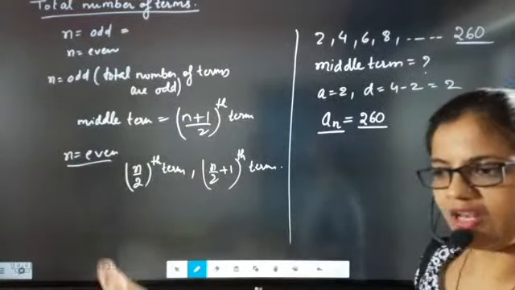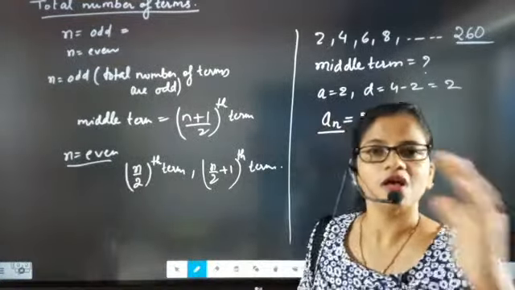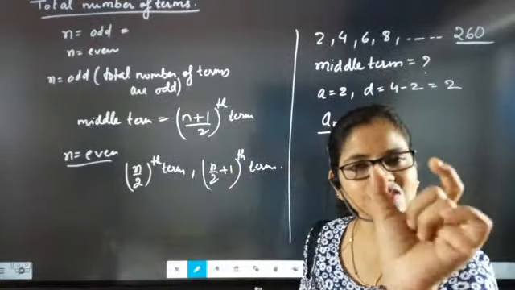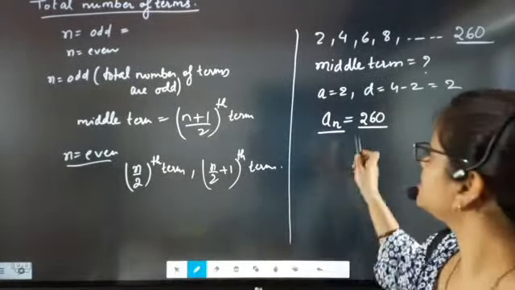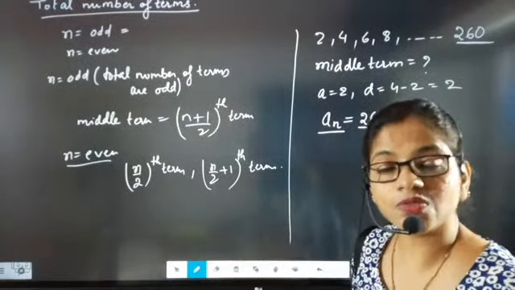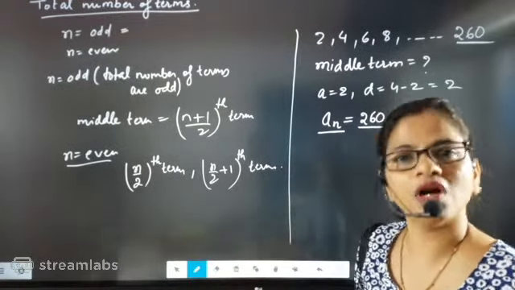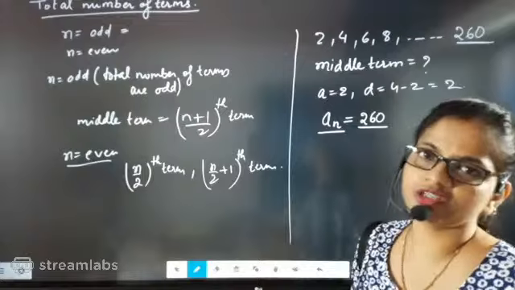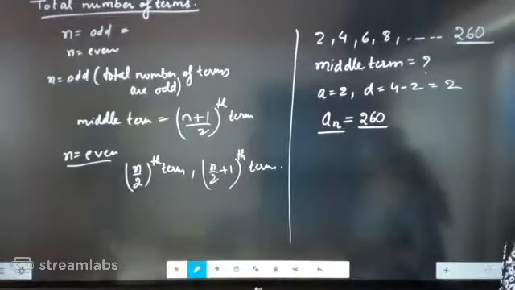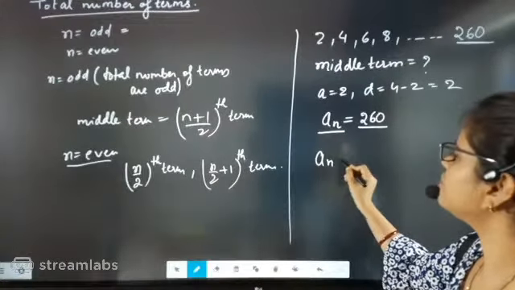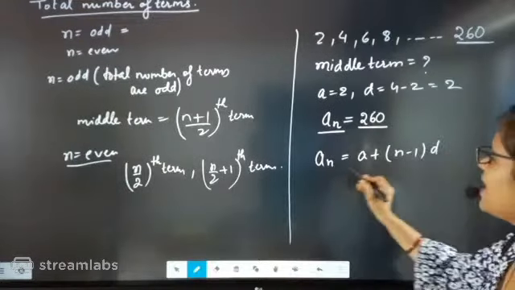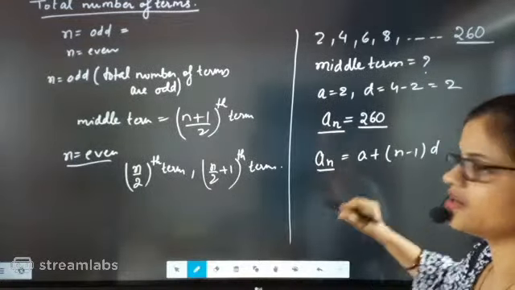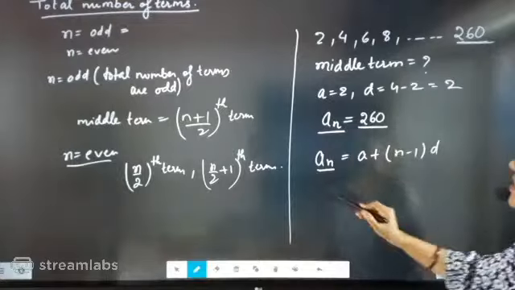That means, beta, in the sequence the last value given is 260. We don't know which term it is, whether the 100th term or the 200th term. So first we have to find that term. So we will write the general term formula: a plus n minus 1 into d. And the value an is already given, that is 260.